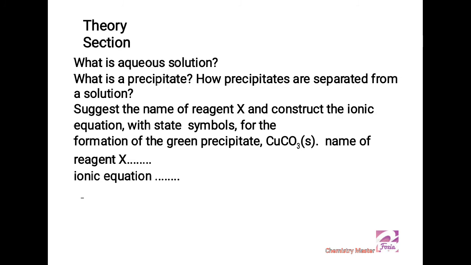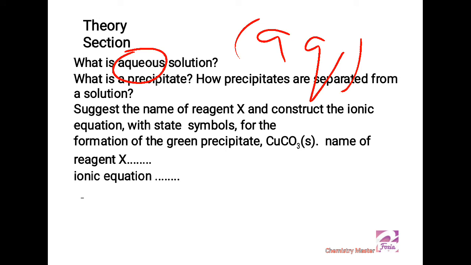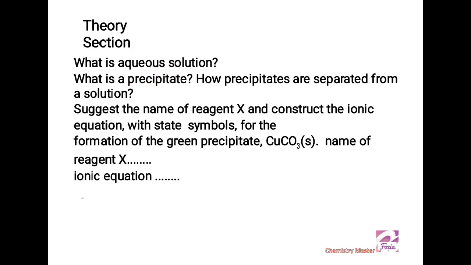Now we see the theory section. What is an aqueous solution? Very obvious. Aqua means water, so solutions in which water is used as a solvent are called aqueous solutions. And whenever you see AQ written in a chemical equation, you get the idea that the species must be in its aqueous form. What is a precipitate? A precipitate is the insoluble solid product of a chemical reaction, and since precipitates are insoluble solids, they can be separated from the solution by simple filtration.